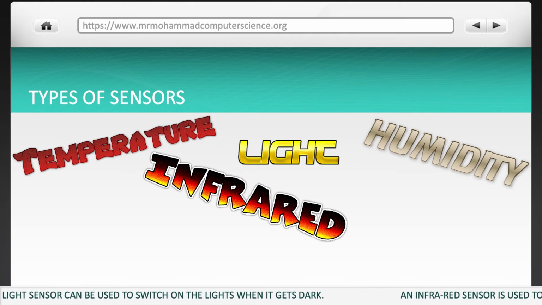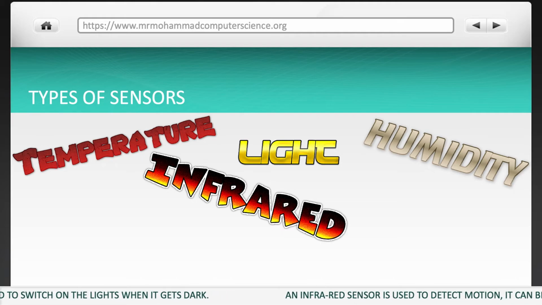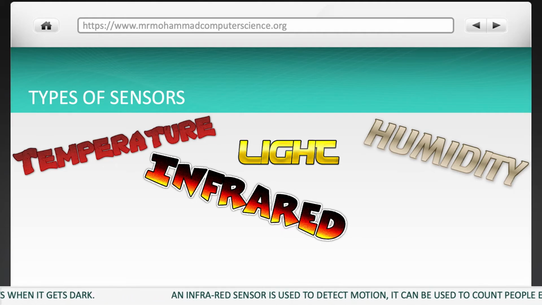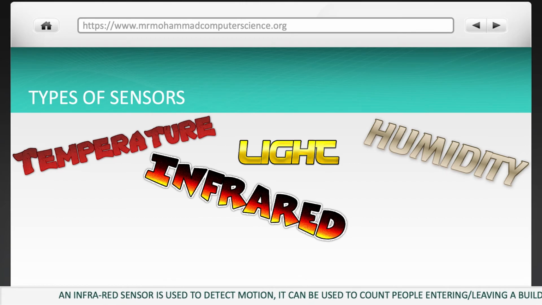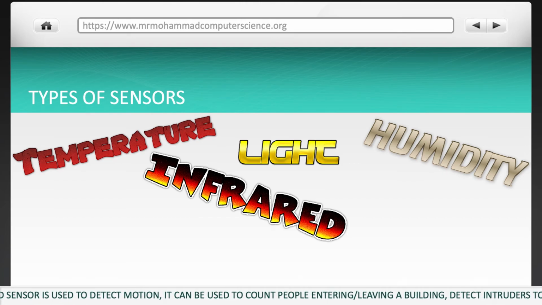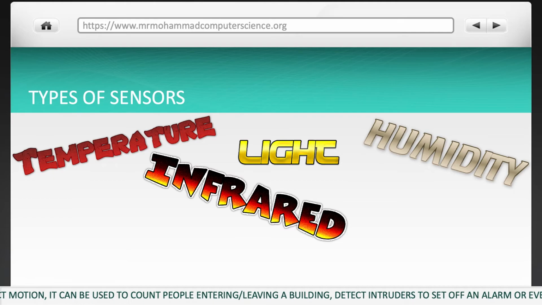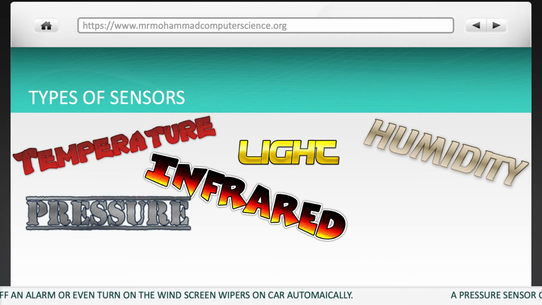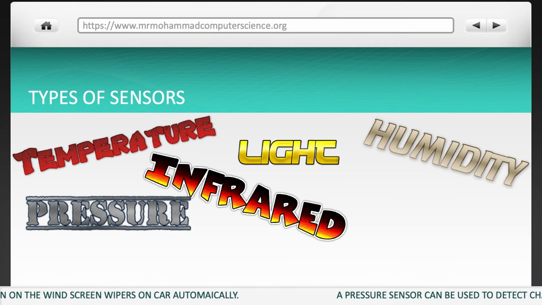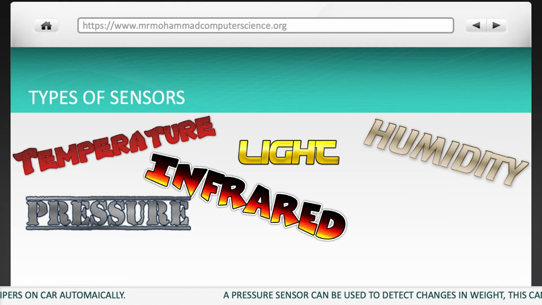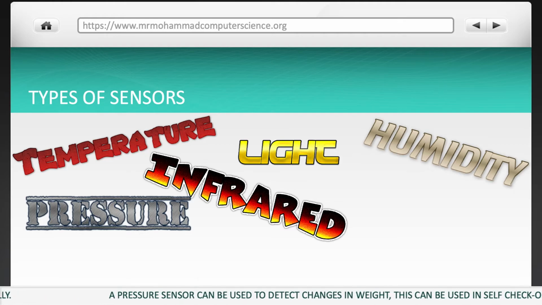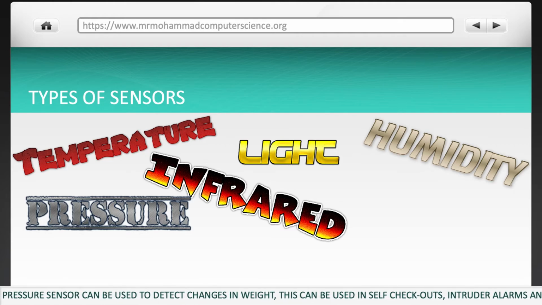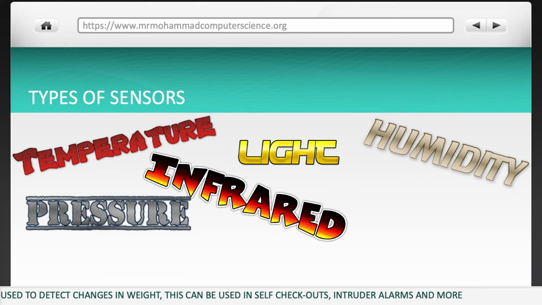An infrared sensor is used to detect motion. It can be used to count people entering or even leaving a building. It can be used to detect intruders, to set off an alarm, or even turn on the windscreen wipers on cars automatically. A pressure sensor can be used to detect changes in weight. Now, this can be used in self-checkouts, intruder alarms, and more.